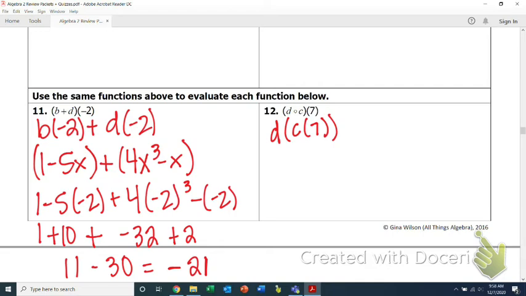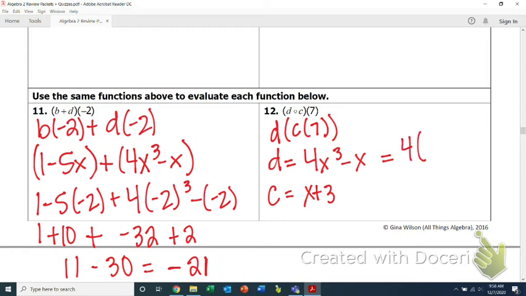So we plug C into D. Our D equation is 4x cubed minus x, and our C equation is x plus 3. If we plug in a 7, here we have 4 times... not 4, we're plugging in C right here, sorry. This is 7 plus 3, which is 10.